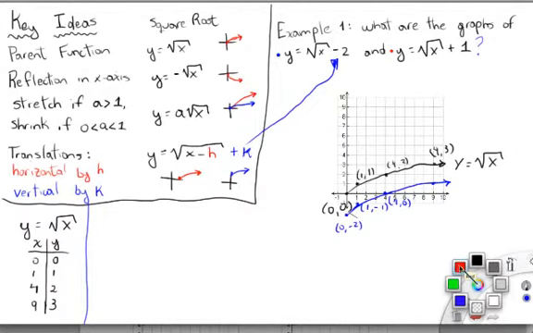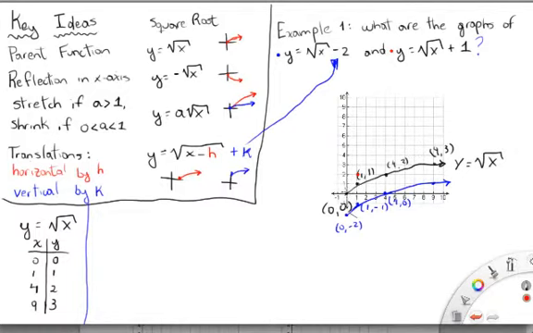Same thing with this. If I have 0, 0, this vertical shift is going to move it up 1. I think what I'm trying to say is, if you have these points memorized, all you gotta do is move them around. For instance, you have 1, 1, so you're going to add 1 to the y. So it's going to be 1, 2.